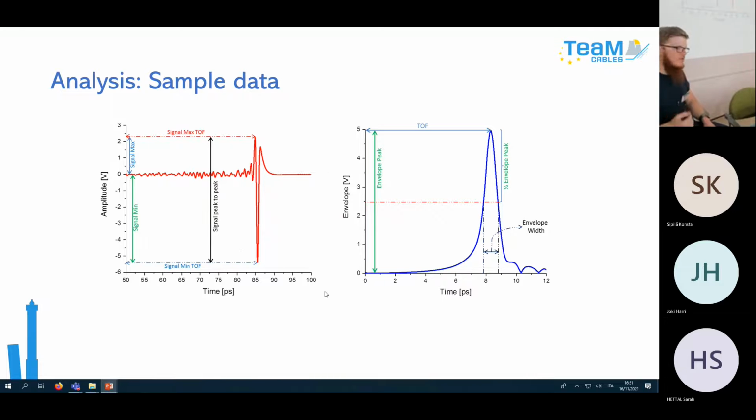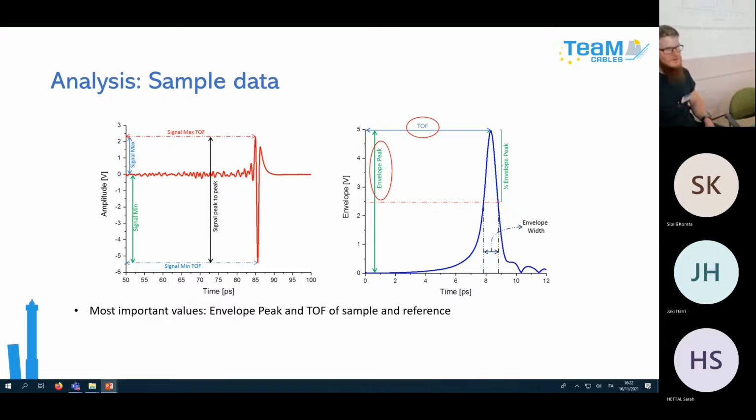And something one should also do is using the Hilbert envelope to receive the envelope peak and the total time of flight. Because the most important values we use in the conventional method, I say conventional here because tomorrow we will learn about unconventional methods, are the envelope peak and the time of flight for sample and for the reference. This is very important.